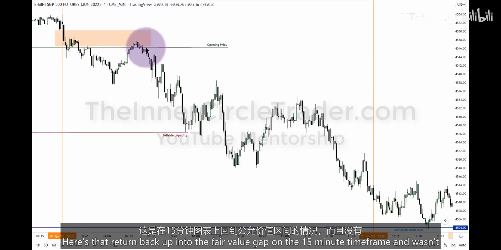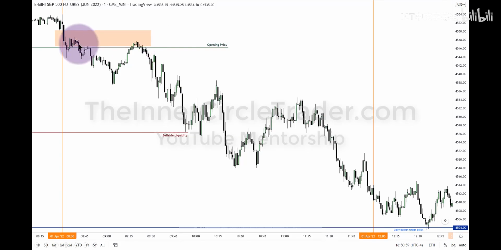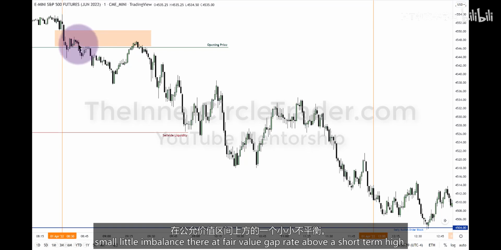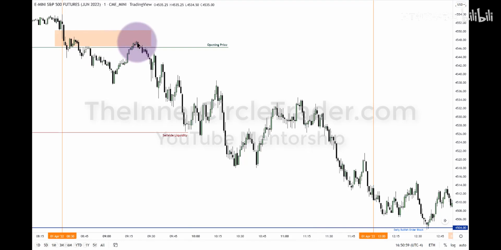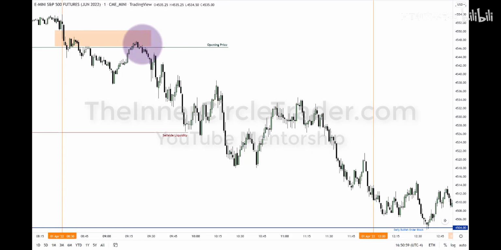Here's the 1-minute chart. Here's that return back up into the fair value gap on the 15-minute time frame, and it wasn't so clear with the 5-minute. But now look what we have here. Small little imbalance there, that fair value gap right above a short-term high. We trade up into that there on a 1-minute chart. You would see that as a setup for the 1-minute chart.